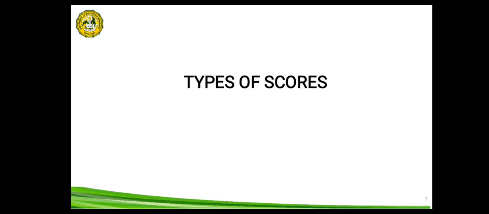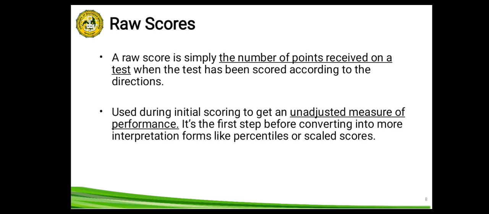So now that we understand what the interpretation of assessment results is, and its purpose and benefits, let's take a closer look at the different types of scores we get from these assessments. Knowing the types of scores helps us better understand student performance and make more accurate interpretations of their performance. So the first type of score is the raw score.